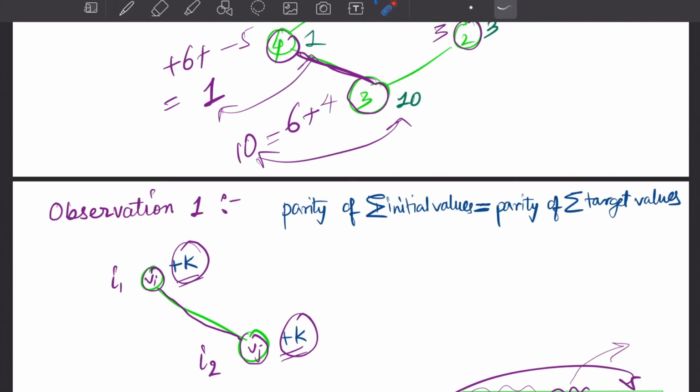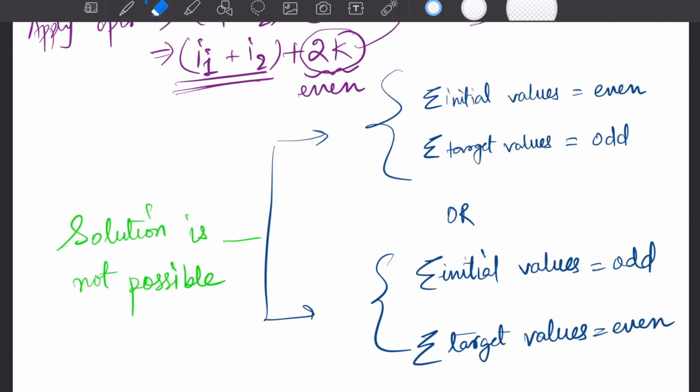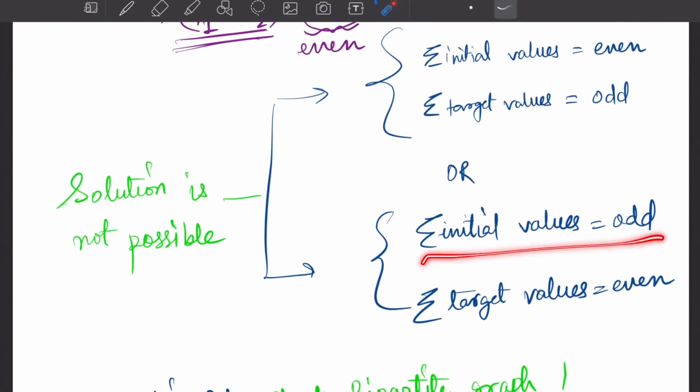That means if the parity of the summation of initial values is even, it will remain even after applying all the operations. So we need to simply check if this parity matches the parity of the summation of target values. If the summation of initial values has even parity, and the summation of target values has odd parity, then the solution is not possible. Similarly, if the initial values have odd parity and the target values have even parity, the solution is not possible.